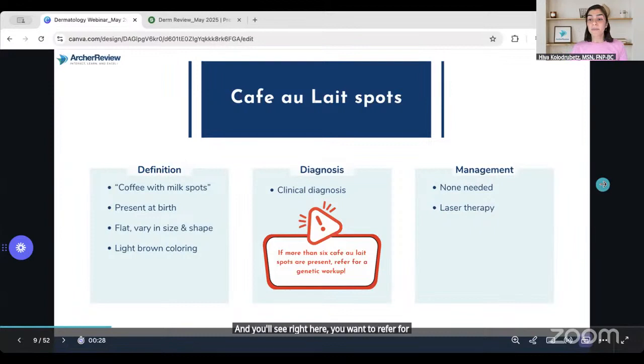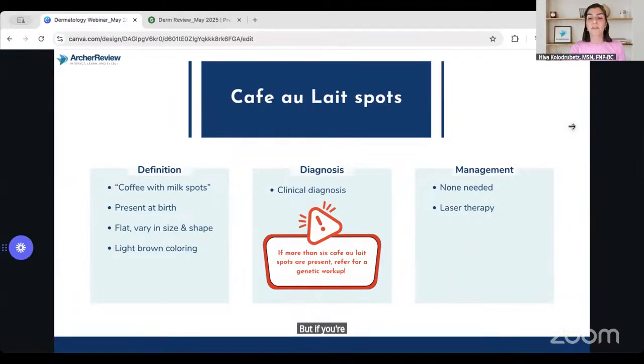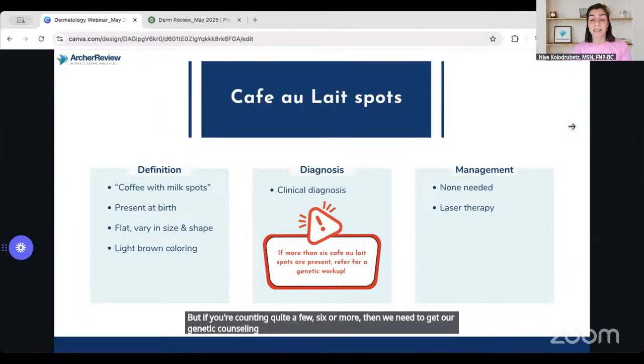There can sometimes be an association with genetic factors like neurofibromatosis and Albright syndrome associated with these cafe au lait spots. Again, if you're seeing a couple here or there, nothing to be worried about. But if you're counting quite a few, 6 or more, then we need to get genetic counseling looped into that patient's care, right? But these really don't need any treatment.